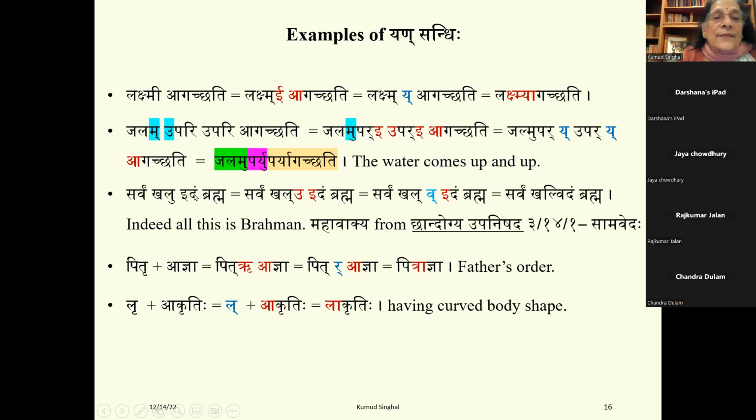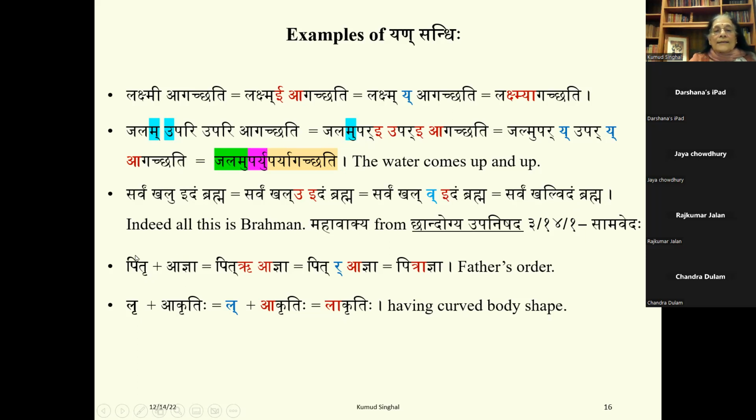Now let us look at the Sandhi. Khalu ends in u, right? Idam begins with e. So these are two dissimilar vowels. So now u will become v. U becomes v. So khal v e. This is again a conjunct consonant, l and v with no vowel between. So it is a conjunct. This l is written with a vertical line drop, and v and e is vi. So khalvidam brahma. Sarvam khalvidam brahma.